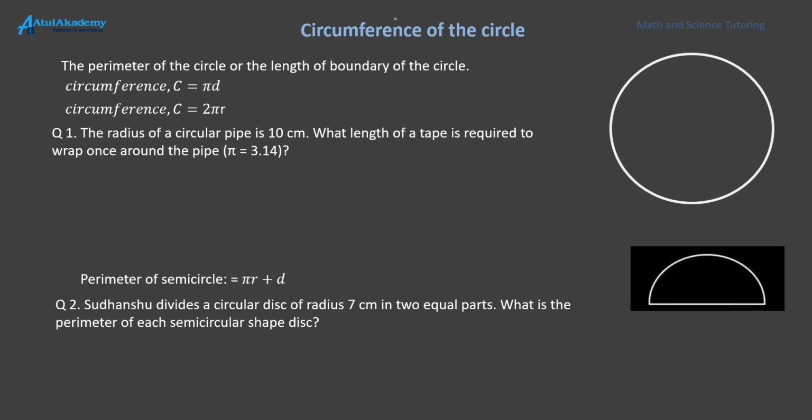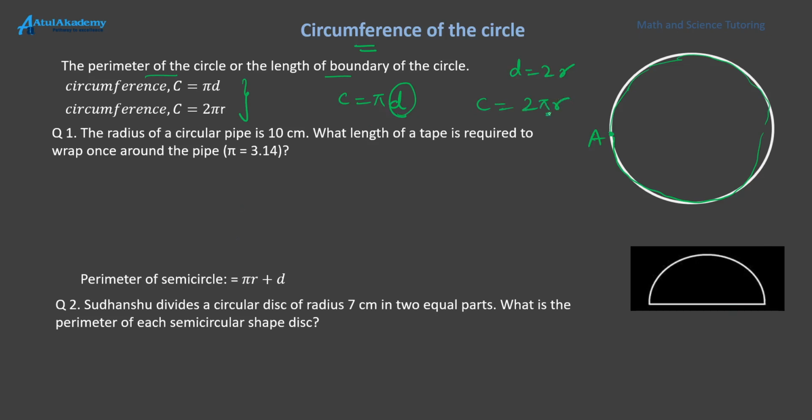Now comes the circumference of the circle. The circumference of the circle is the perimeter of the circle, or I can say the length of the boundary of the circle. So when I start from here and I move and come to the same point, I have covered the boundary of the circle. So I need to calculate the circumference. I have written the formula for circumference. Circumference is given by pi d, where d is the diameter, and the diameter, you know, is 2r, so I can also say circumference is 2 pi r.